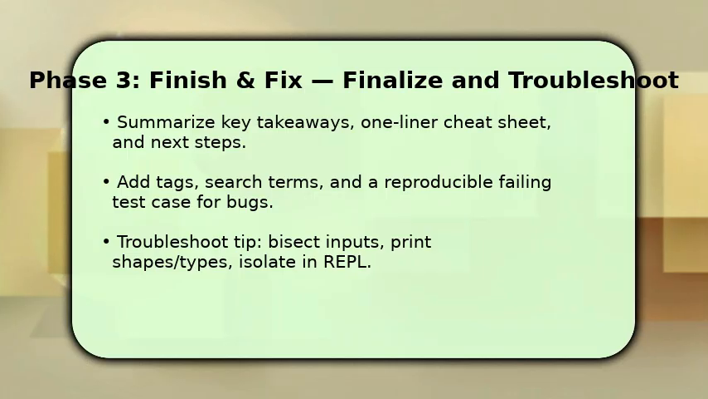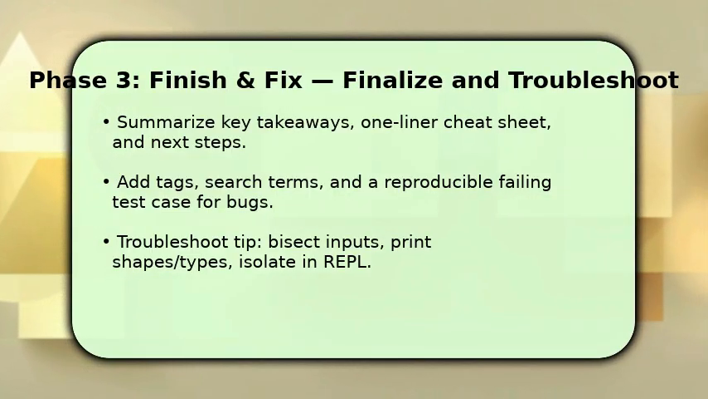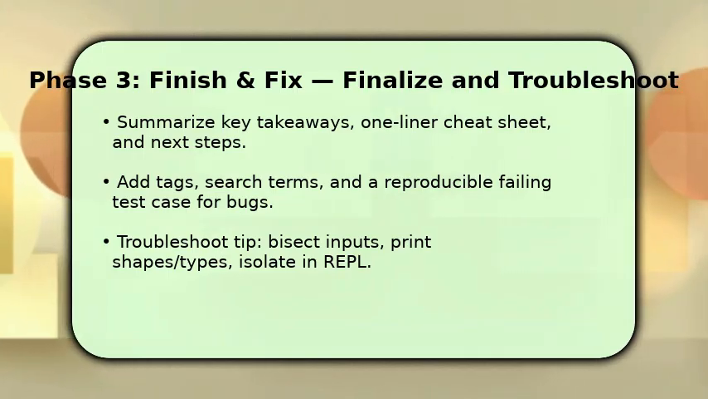If things go wrong, use a simple troubleshooting workflow. Bisect inputs, print types and shapes, isolate the code in the REPL, and rerun the minimal example. That single method will usually surface the issue quickly.